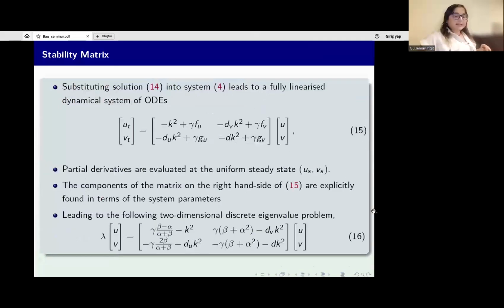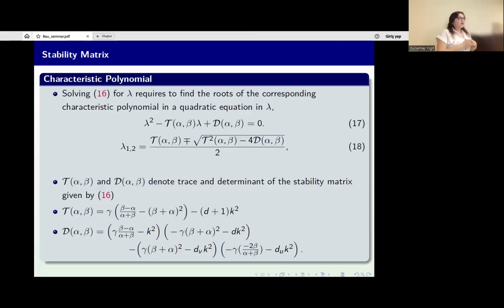And solving this equation requires finding the roots of the characteristic polynomial, a quadratic equation in lambda. And based on the observations, we can write the roots of this characteristic polynomial by using the trace and the determinant of the stability matrix. These two things are important here, because when you look at the trace of the stability matrix, it includes only one diffusion coefficient. It's the main diffusion. Therefore, when you look at the determinant of the stability matrix, it includes everything. It includes the domain weights.